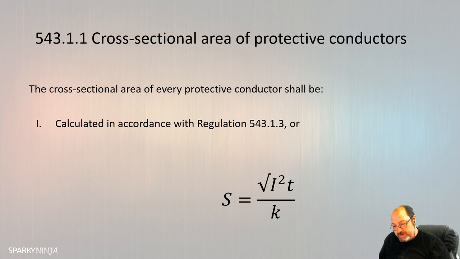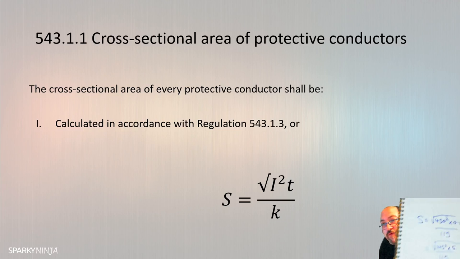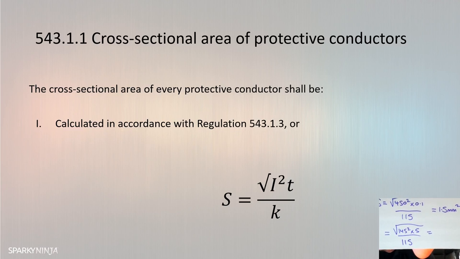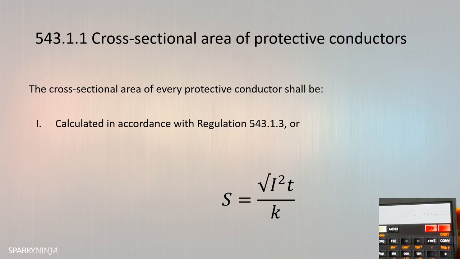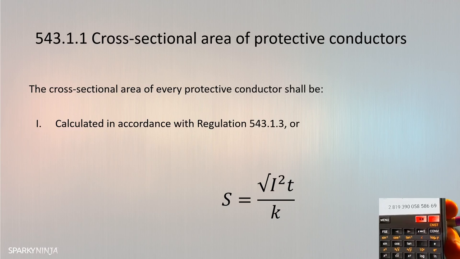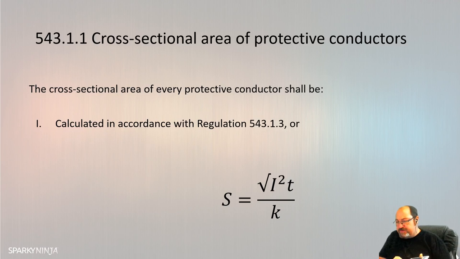I'm just going to put that back in the formula. 145 squared times 5 over, it's still 115, equals. So that's the new formula on the bottom there. 145 squared times 5, 145 amp times 5 seconds over 115. Right, so I now get 2.819. Okay, so it's over 2.5. There's no 3 mil. I'd have to round it up to 4 mil.